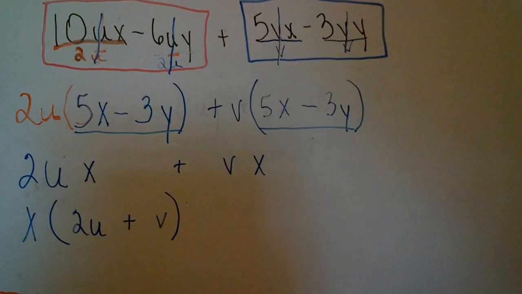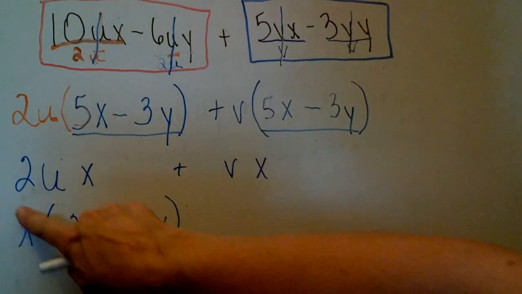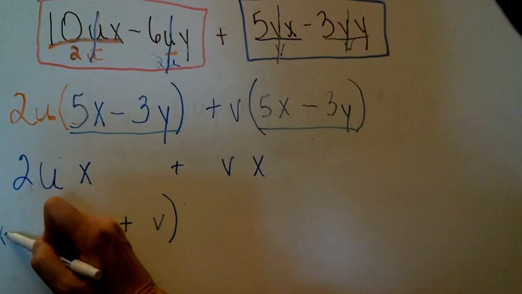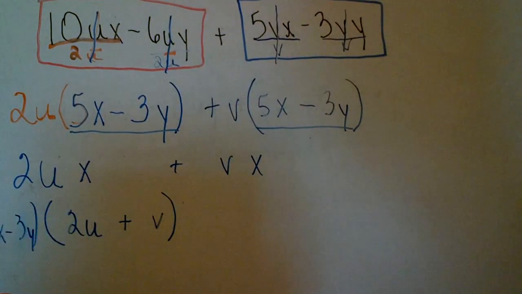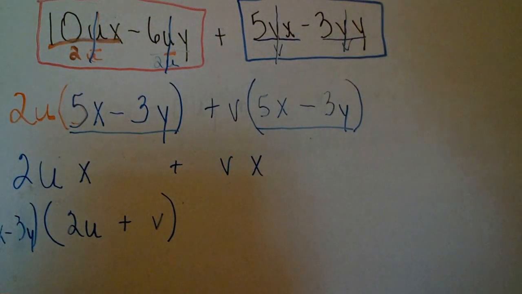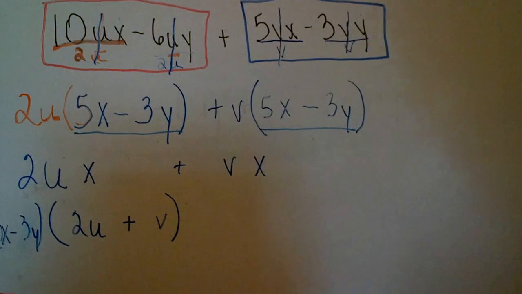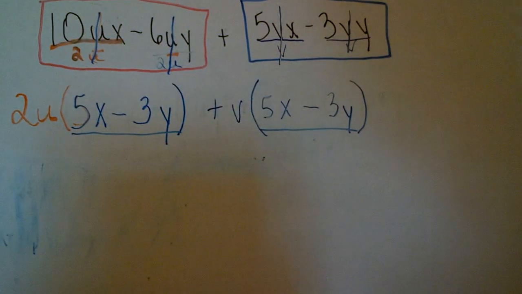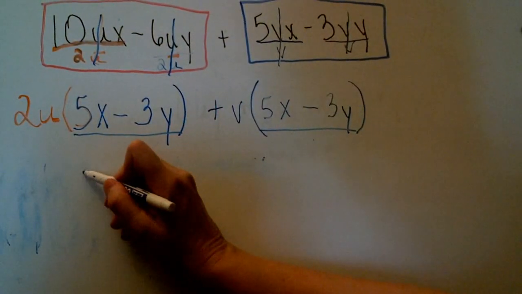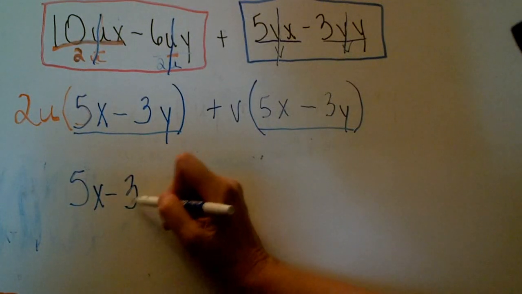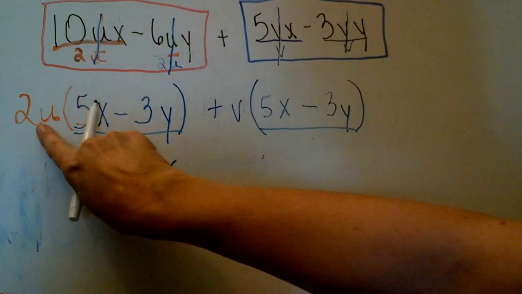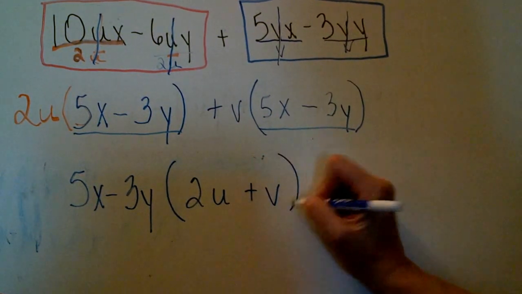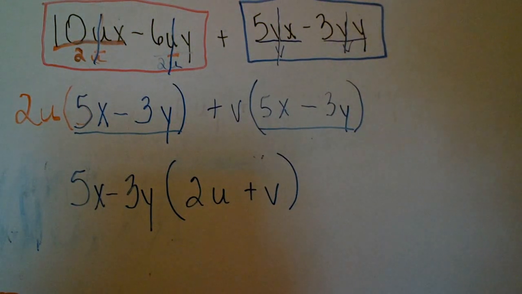Now, these don't really equal x. You could just take this out and replace it with what it really is. 5x minus 3y. Sorry, that got a little squishy there. You don't always have to think of this as an x. If you can see it without doing that, that's great. Just say to yourself, all right, I'm going to pull that out. And then what I have left is 2u and v. Okay, I hope that helps you.